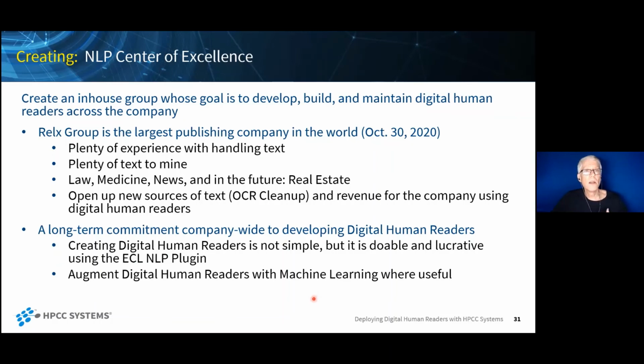And I'm really hoping we have a long-term commitment company-wide to developing these digital human readers, because they do take some time. They're not simple, but they are doable and very lucrative. So we want to augment digital human readers with machine learning where useful, because we can put them together where useful.